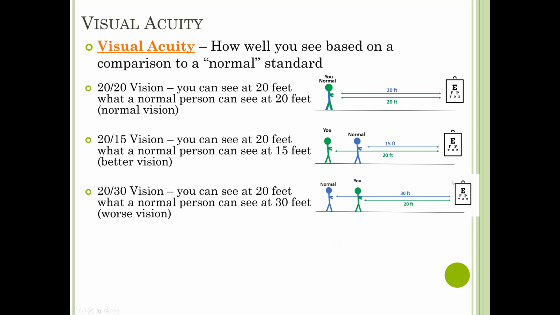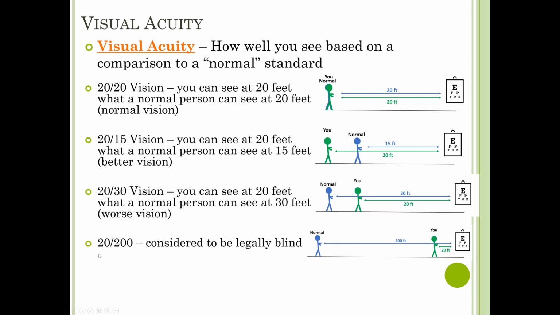So with 20/30 vision, you can see at 20 feet what a normal person can see at 30 feet. So now you have to be closer to the object, so your vision is not as good. You can't see as much detail from as far away, so this would mean that you have worse than normal vision.